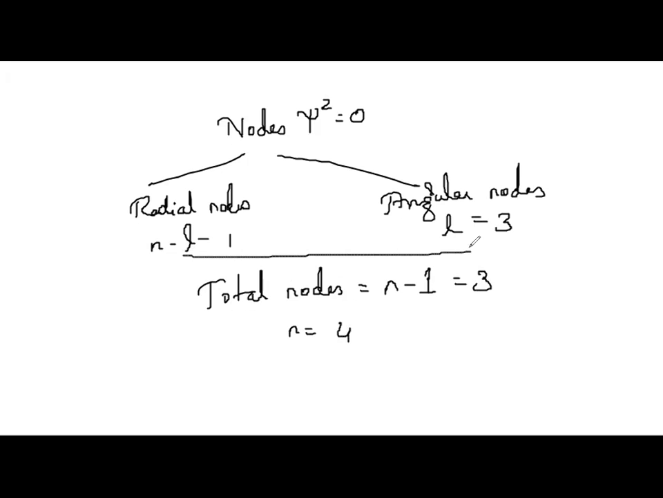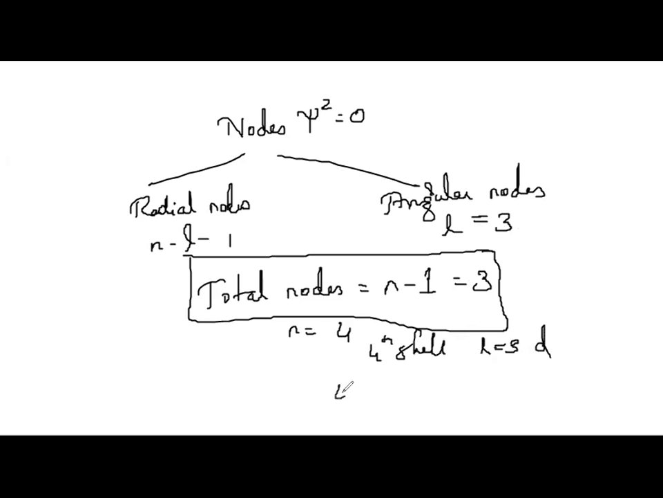They are saying total nodes are 3, and we know the formula. Angular nodes L, and they have said angular nodes are 3. Total nodes are also 3, and formula is N minus 1. So N will be equal to 4. N is 4 means it is the 4th shell. And L is 3 means what? If L is 3, it is for F. So what is the orbital? The orbital is 4F. Don't get confused.